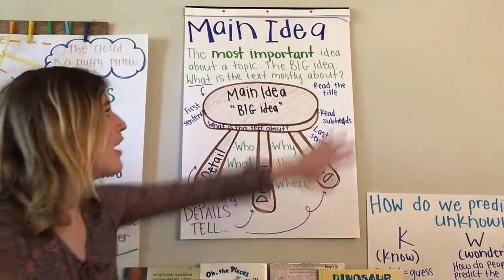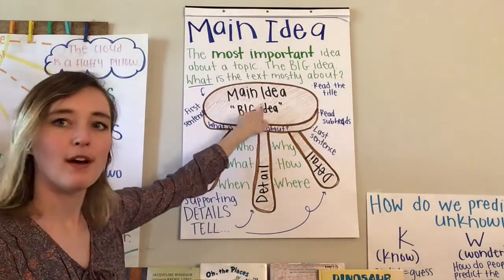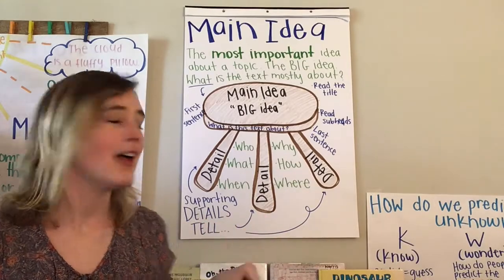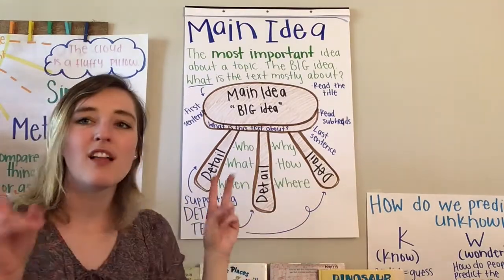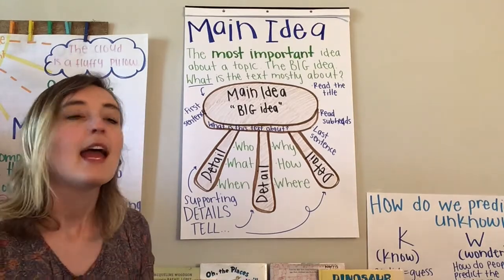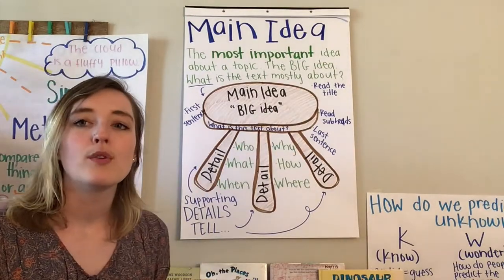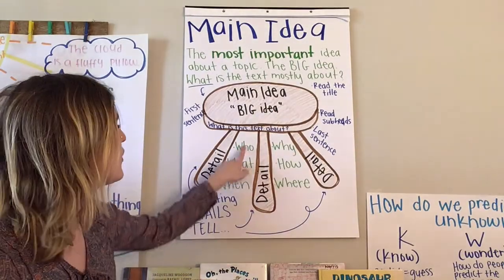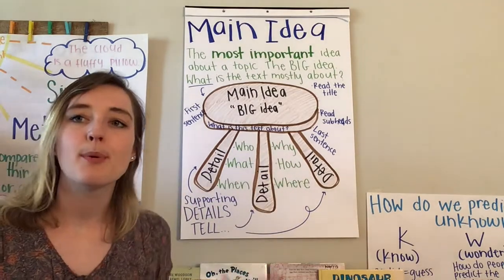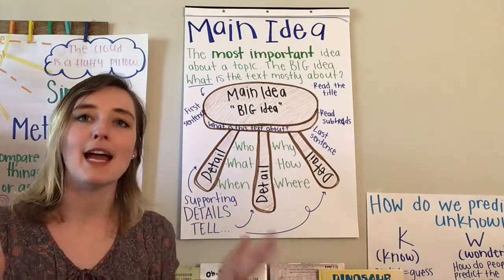So I have a picture of a stool, okay? The main idea is the top of the stool. It's kind of the big part of our stool. And down here on the bottom, the legs of the stool are the details that support the main idea. It supports it because it's holding up the main idea. So some supporting details can be who, what, when, why, how, and where. So those are the supporting details that feed into the main idea, which is the big idea.